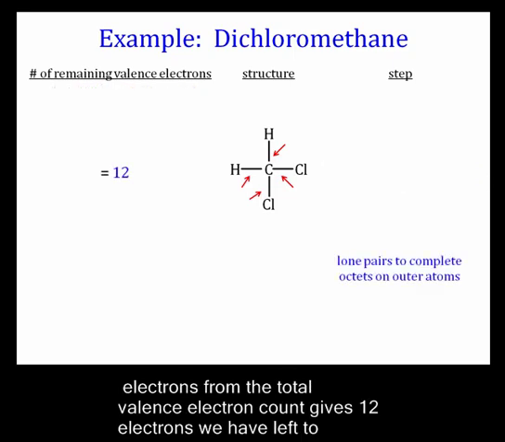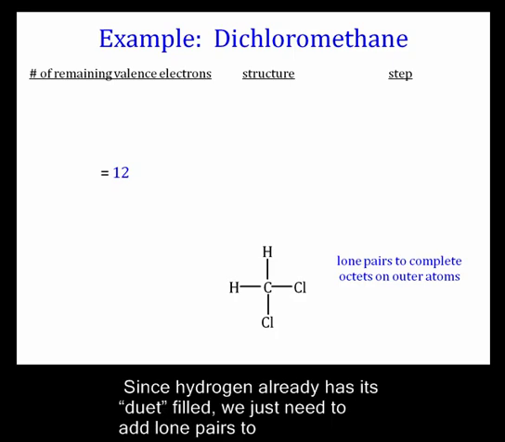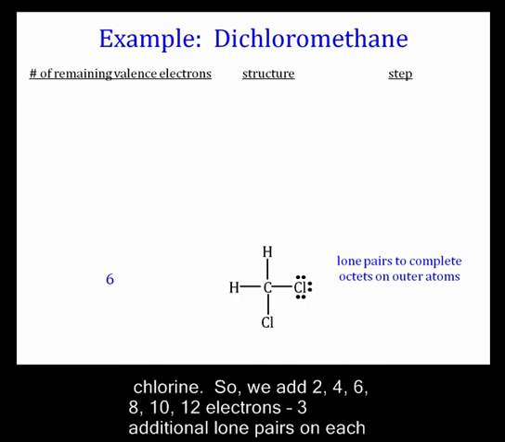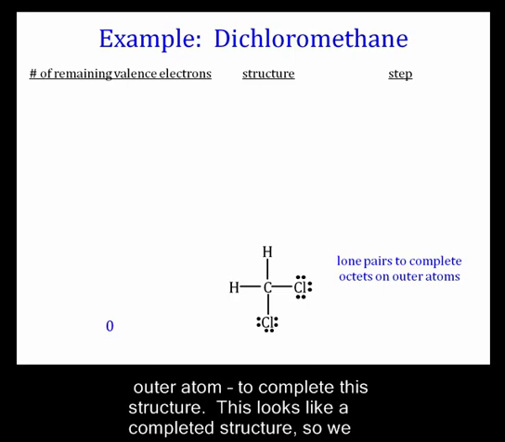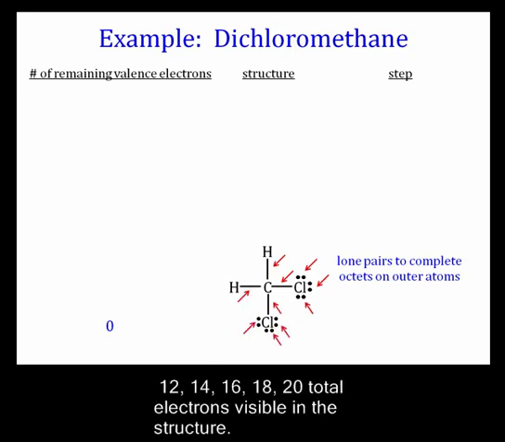Finally, we add lone pairs to complete the octets on our outer atoms. Since hydrogen already has its duet filled, we just need to add lone pairs to chlorine. So we add 2, 4, 6, 8, 10, 12 electrons, 3 additional lone pairs on each outer atom to complete this structure. This looks like a completed structure, so we can count to ensure that we have used all 20 valence electrons: 2, 4, 6, 8, 10, 12, 14, 16, 18, 20 total electrons that are visible in our structure.